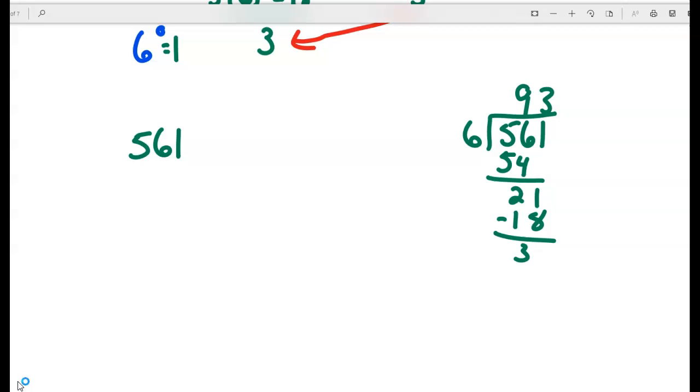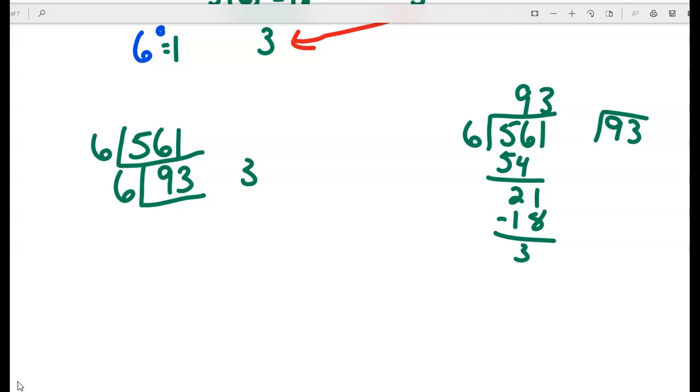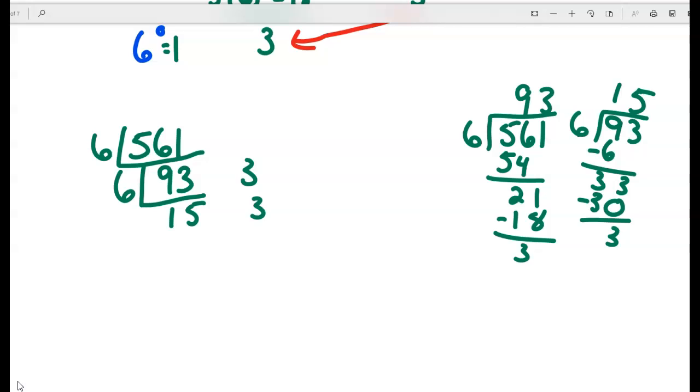So what I'm going to do is take 93, because I've divided by 6, and I'm going to put my remainder of 3 out here. And then I'm going to divide by 6 again. So I'm going to take the 93 and divide by 6. 6 goes into 9 one time. That's 6. Then 33. 6 goes into 33 5 times, with 3 left over. So I'm going to put 15 here with my remainder out here.